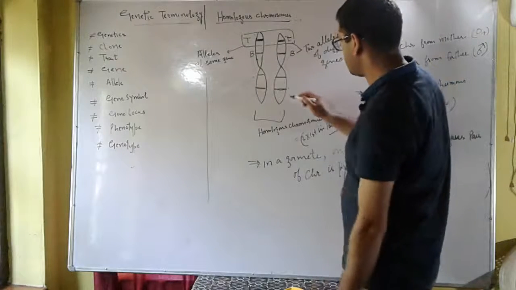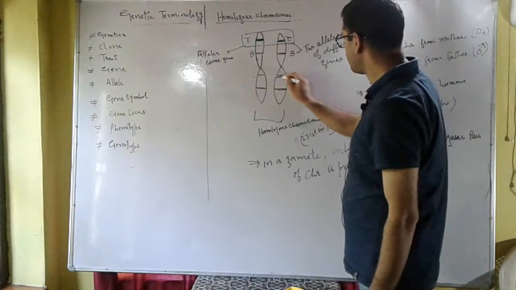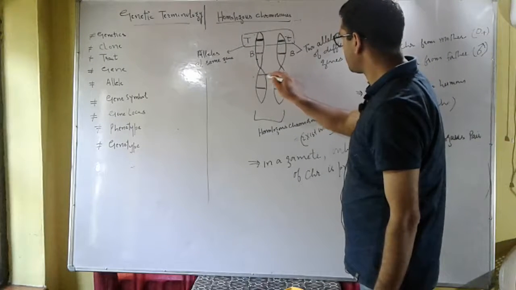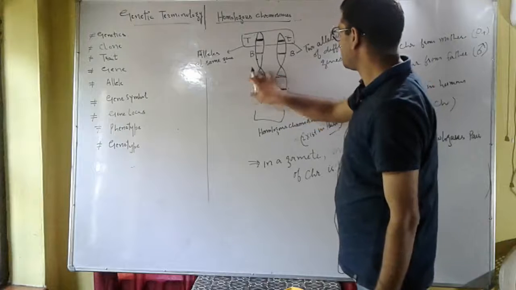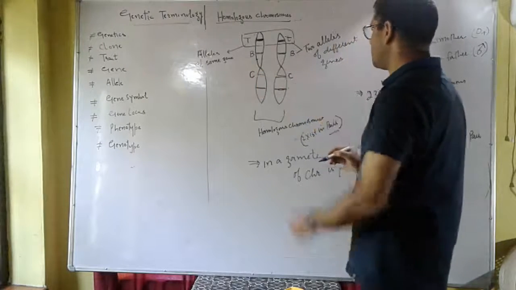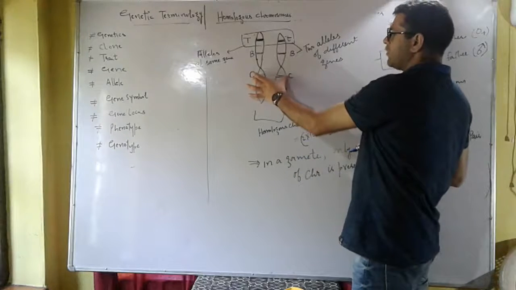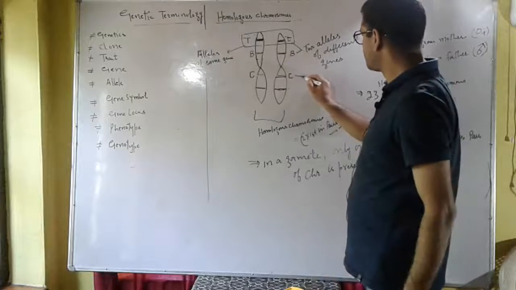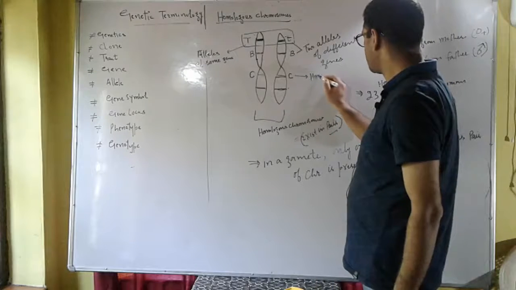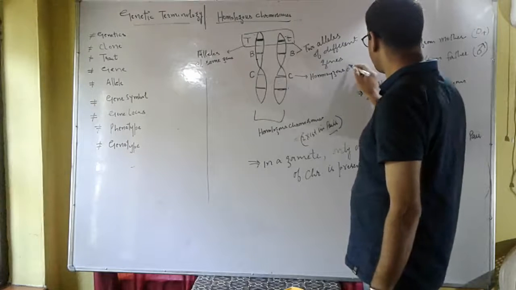Then we can also show it here. For example, we have CC. These are homozygous. Two alleles of the gene are similar. These are called homozygous dominant alleles.